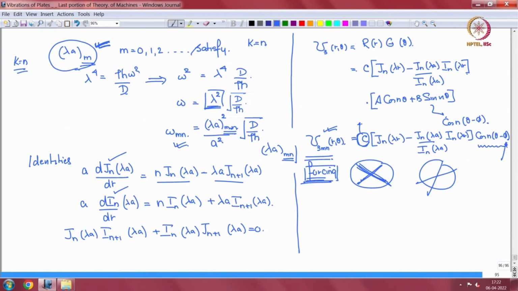Okay, so we now have the mode shapes for a circular clamped plate. I will close the lecture here. In the coming class, I will start by showing the animations for this circular plate. Okay, thank you. I will close the lecture here.